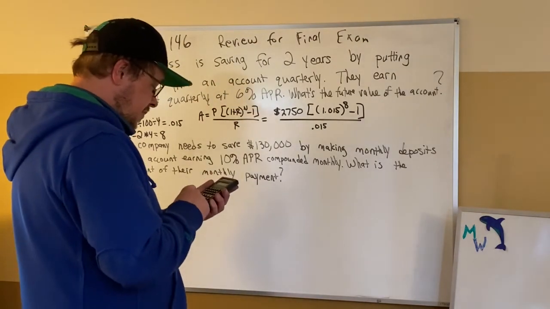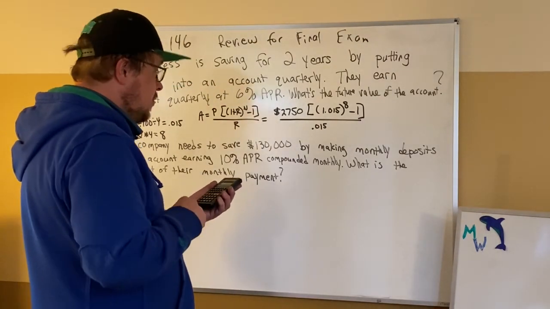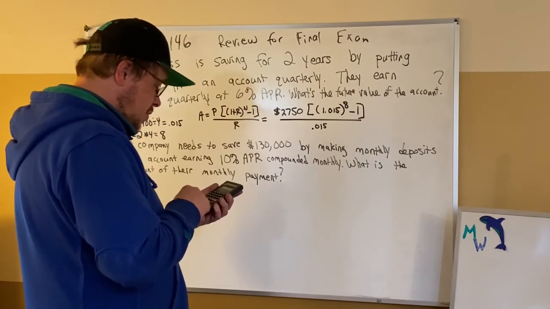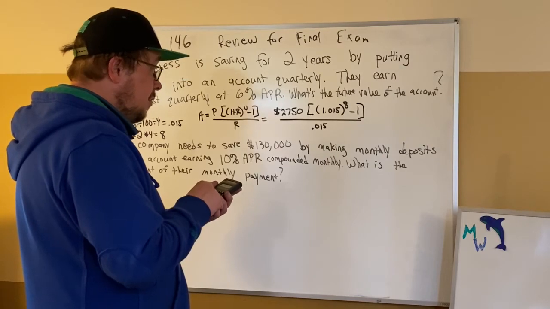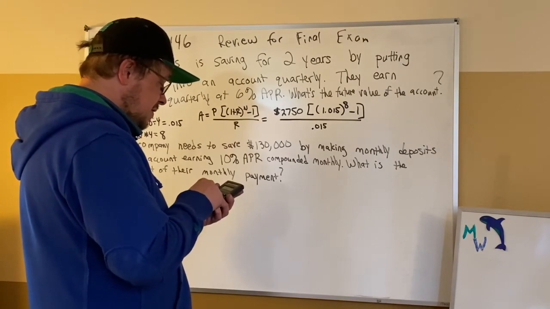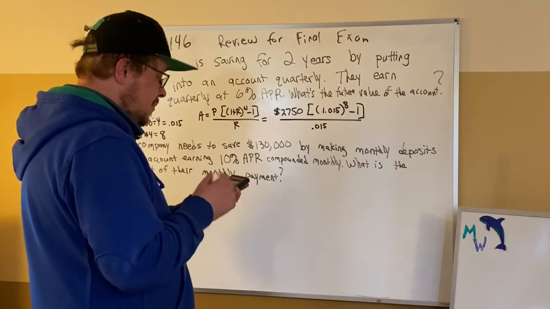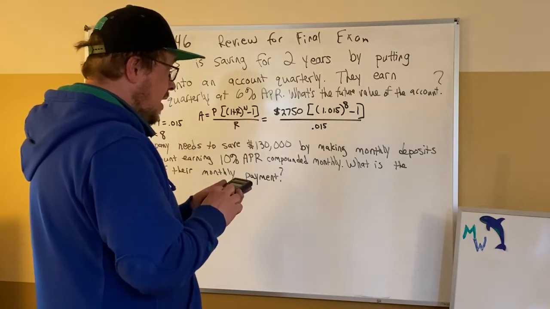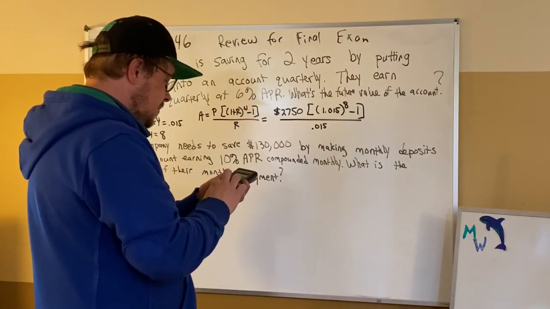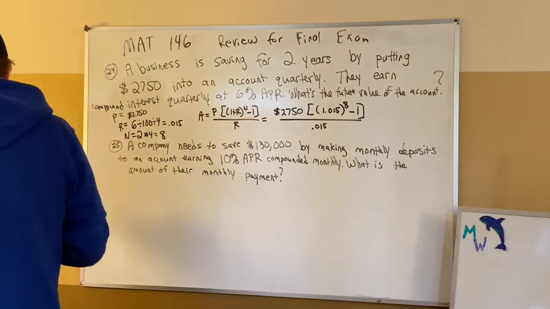So up top, we've got 2,750 times, I'll open up parentheses to put in the 1.015, which I will power up to 8. Then I'll subtract 1 before I close my parentheses. And then the parentheses are done, it's ready to do the multiplying. I'll divide by 0.015 and come out of here with 23190.